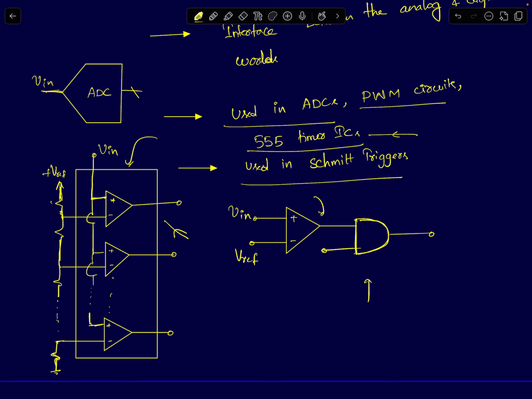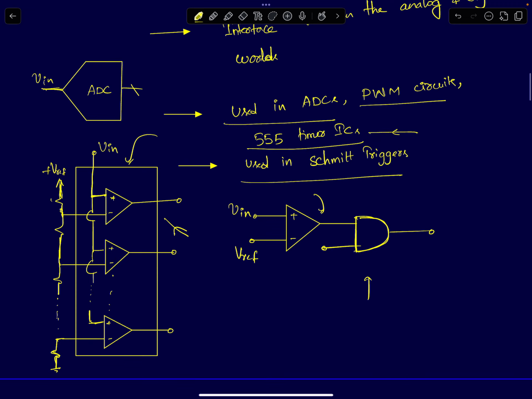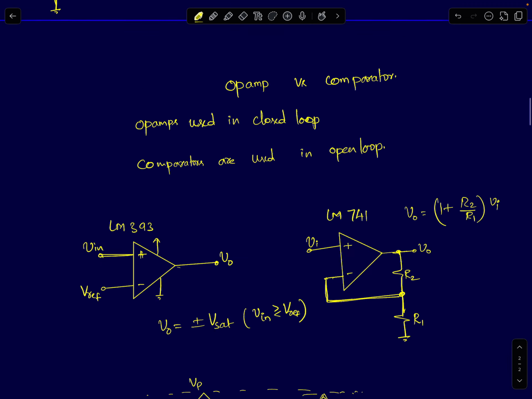So to give you an idea of the difference between a comparator and a regular op-amp, I thought I'll just take a very simple example.